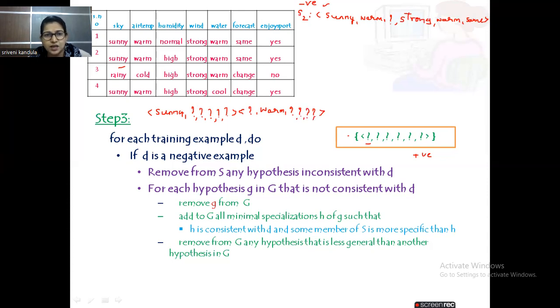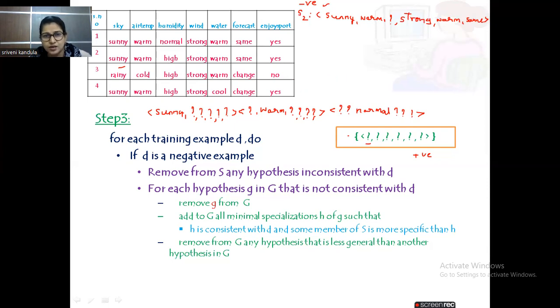Then here I have a value high. Here I have question mark. So an opposite value of this I should consider. Question marks. Then the next value is strong. There is no opposite value to this. So I'm leaving this one.